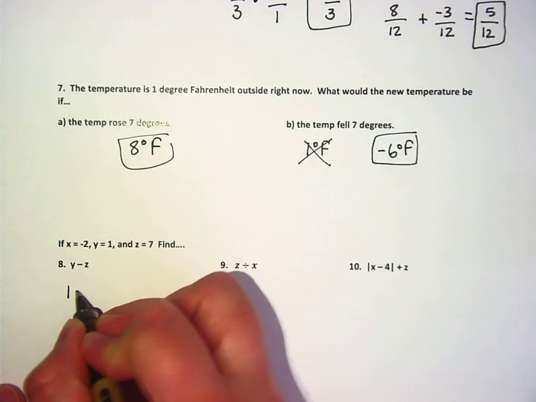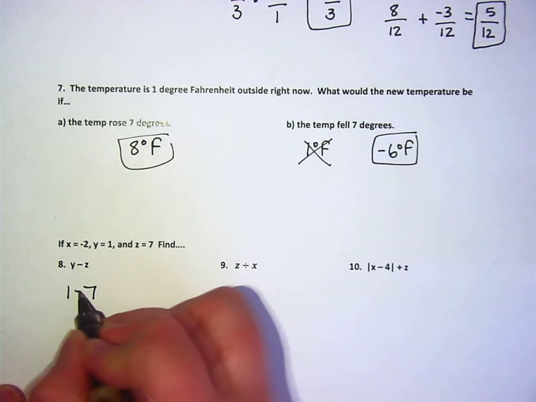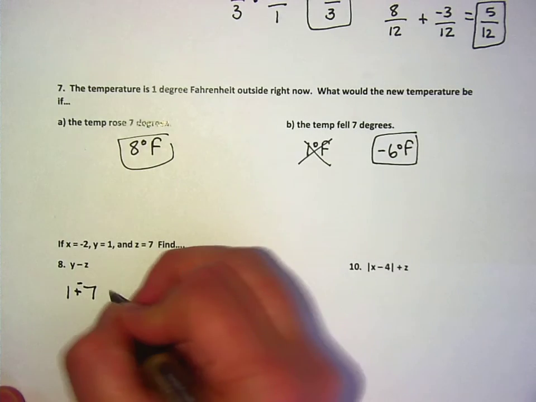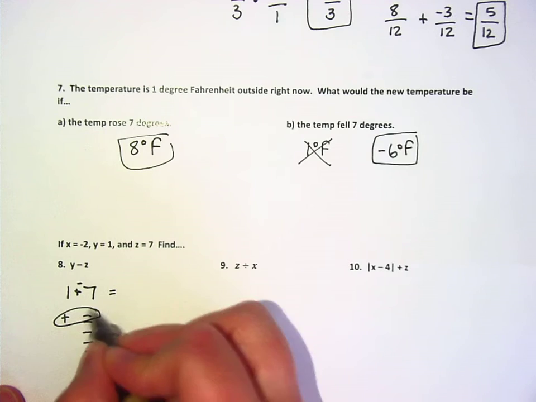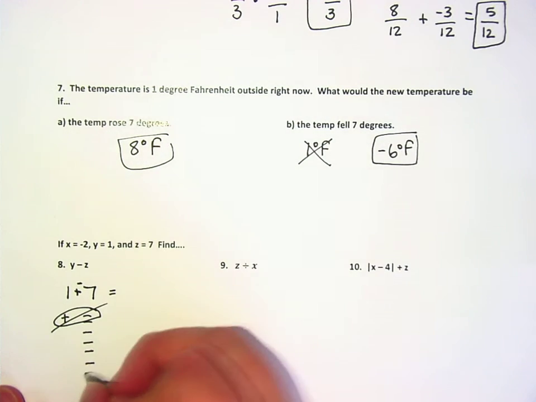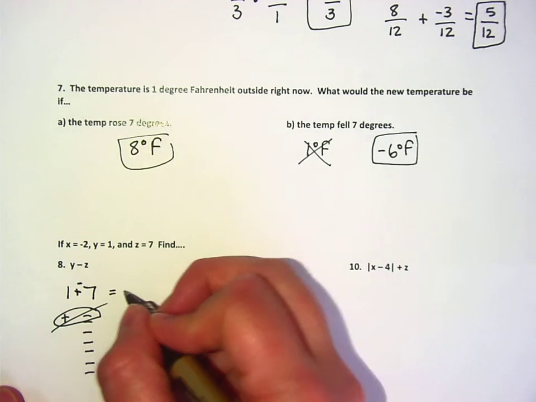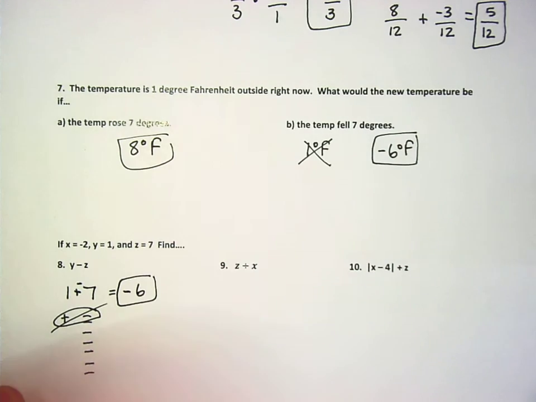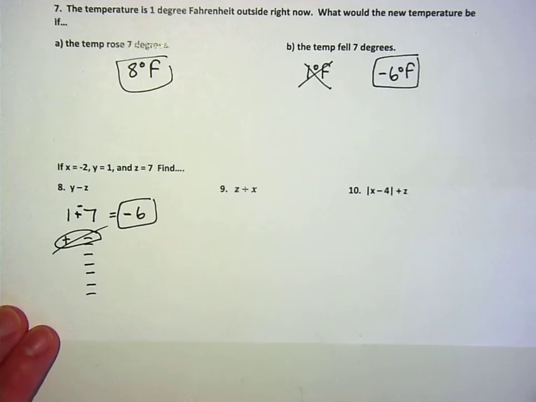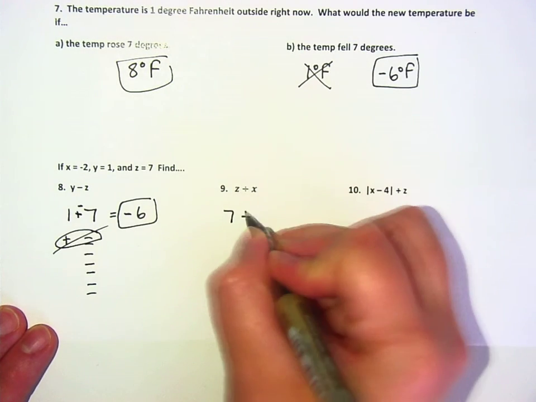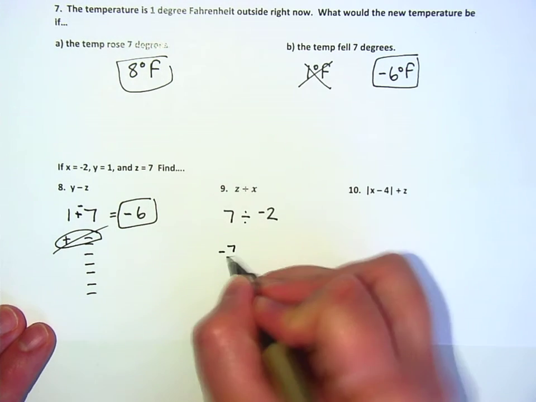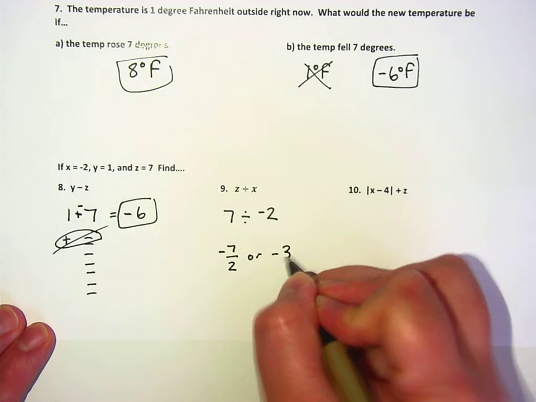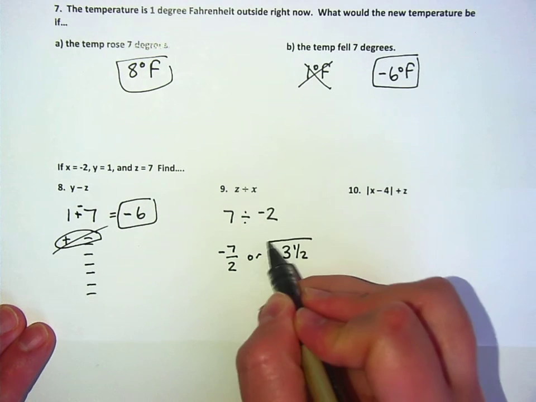All right. Last one. I'm going to start plugging in stuff. That's 1 minus 7. I'm going to change that to 1 plus a negative 7. That's 1 positive and 6 negatives. Okay, one set cancels off, or 7 negatives, and you end up with a negative 6 for that one. For number 9, it is z, which is 7, divided by x, which is negative 2. So your final answer would be negative 7/2, or you could say negative 3.5. Both of those work.